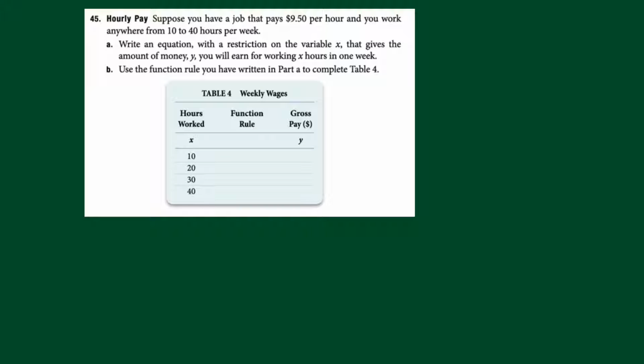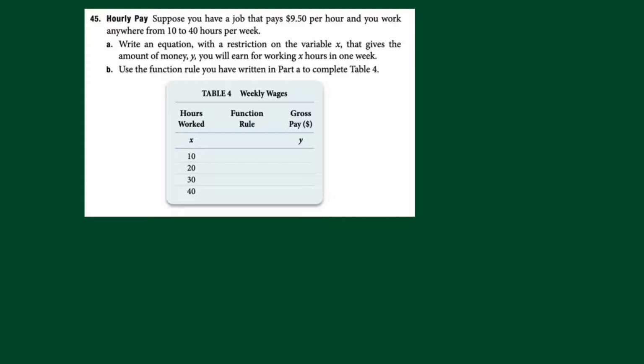Looks like we're given a table that we're supposed to complete. Let's read the problem here. It says, suppose you have a job that pays $9.50 an hour, and you work anywhere from 10 to 40 hours a week. All right, so the hours worked we've got listed down here, 10, 20, 30, and 40, and we get $9.50 an hour.